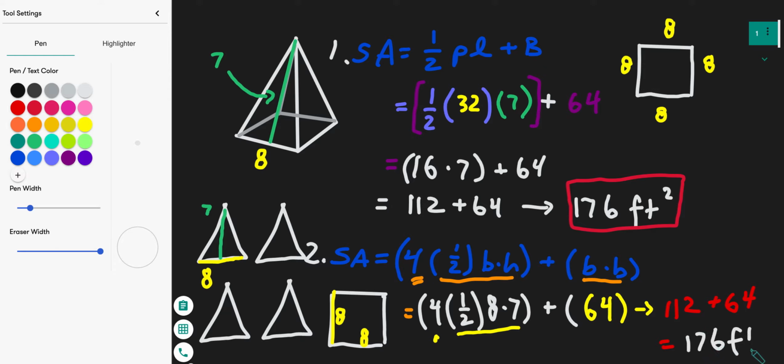Again, let's just say it's feet squared, right? And if we look at our two numbers that we have for our answer, they're actually the same. 176, 176. So there's two methods here.